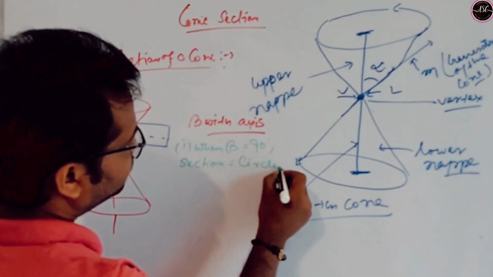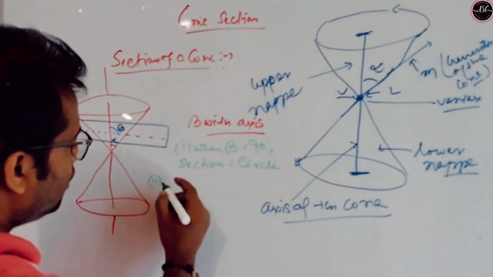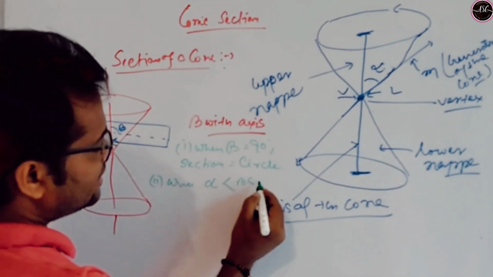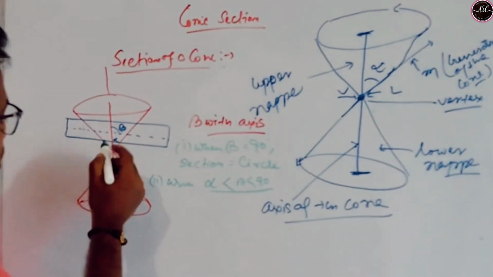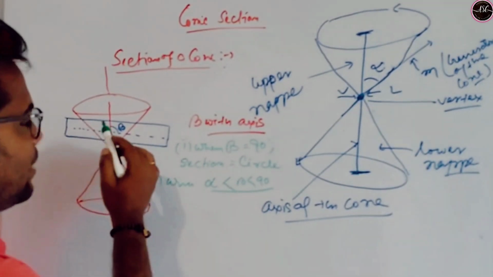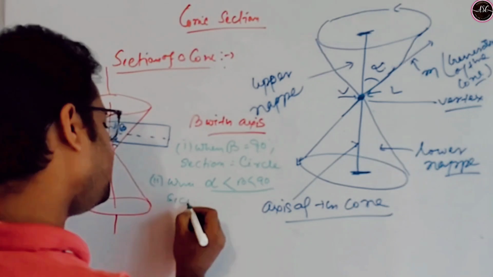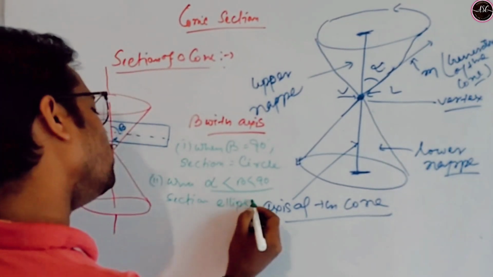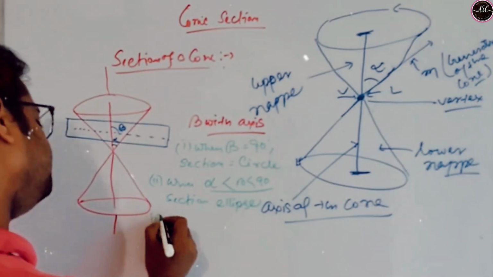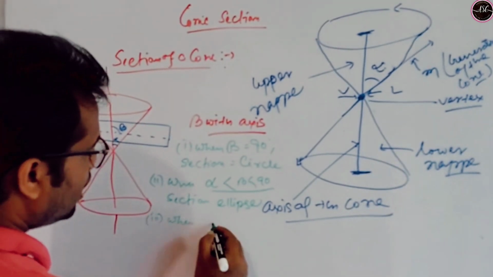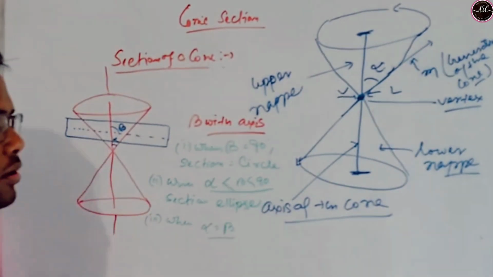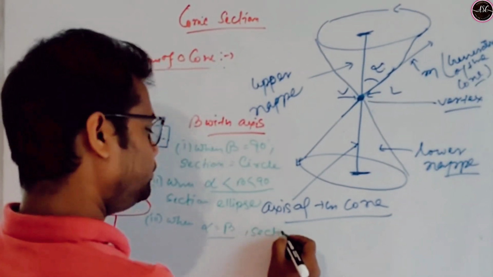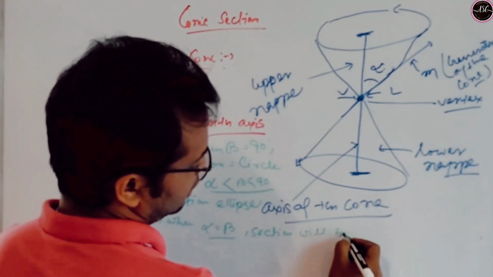circle. Second, when alpha is less than beta is less than 90, that means beta is greater than alpha, then the section will be ellipse. Third, when alpha equals beta, the section will be parabola.